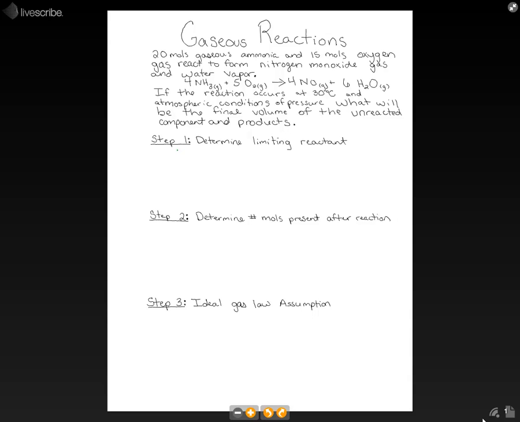So we're going to start by assuming all reactants react to determine which reactant produces less product.